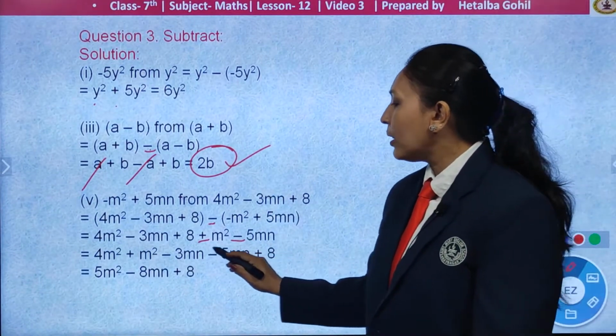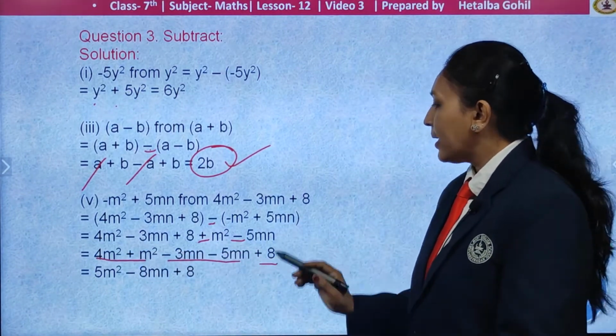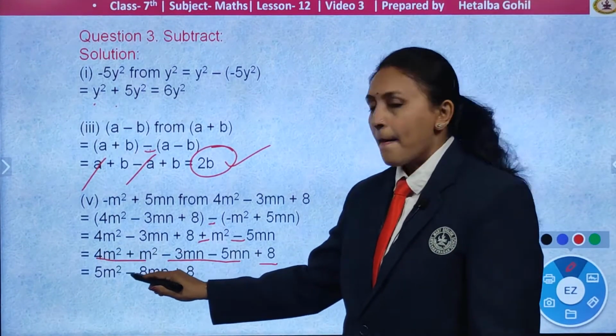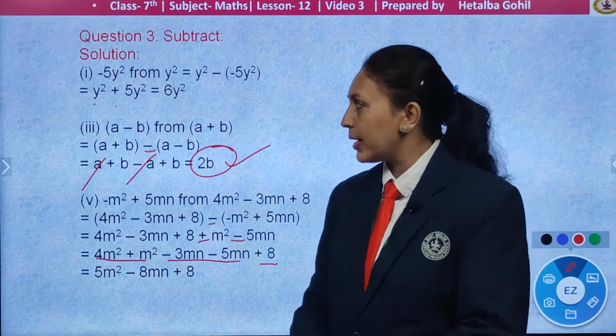Now, list out all the like terms together. You can see I have listed here and simplify. When you simplify, you get 5m square minus 8mn and 8 as your answer here.